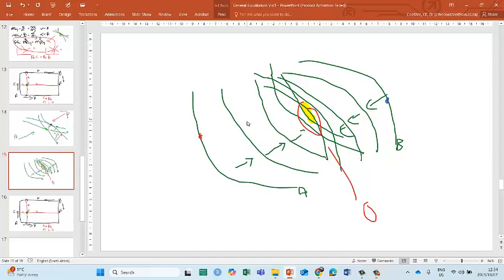Because we assume that these two individuals, A and B, or households, are utility maximizing individuals or households. That's their goal.